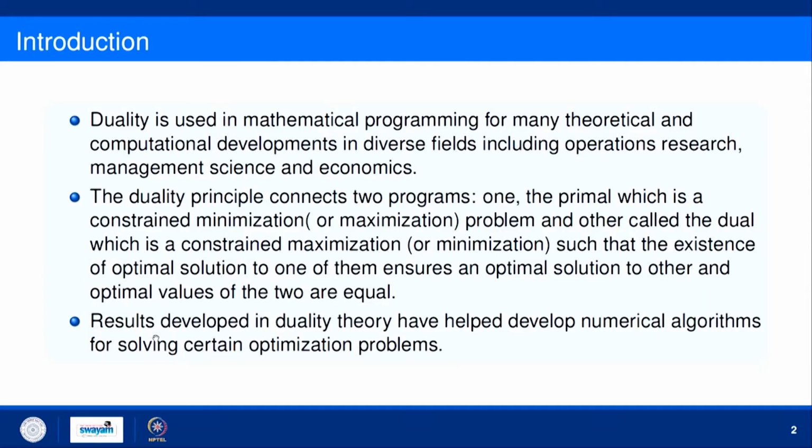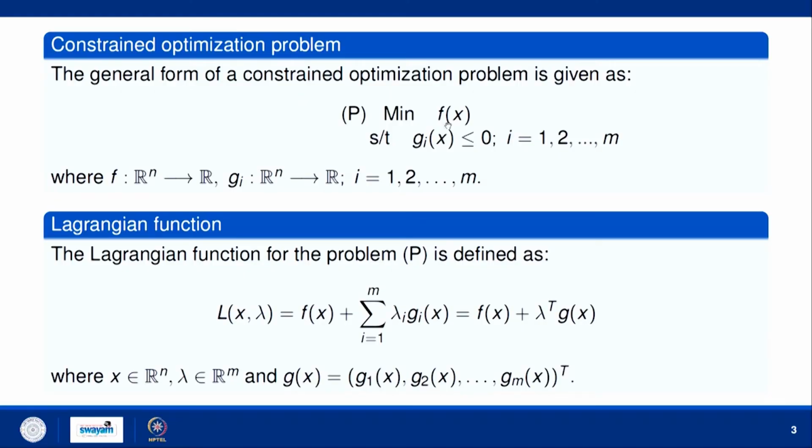Now, why duality? Results developed in duality theory have helped develop various numerical algorithms for solving certain optimization problems. So, it is required in developing various numerical optimization algorithms. Now, the question is how can we write the dual of a given nonlinear optimization problem?